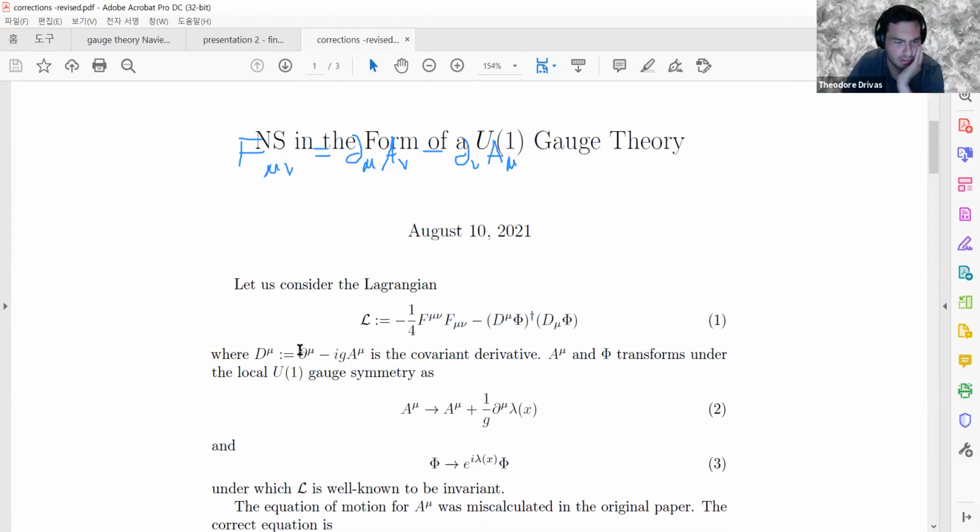So is G a constant? What is G? Yes, G is just a constant. Sorry about not clarifying. G is a constant, just a constant.